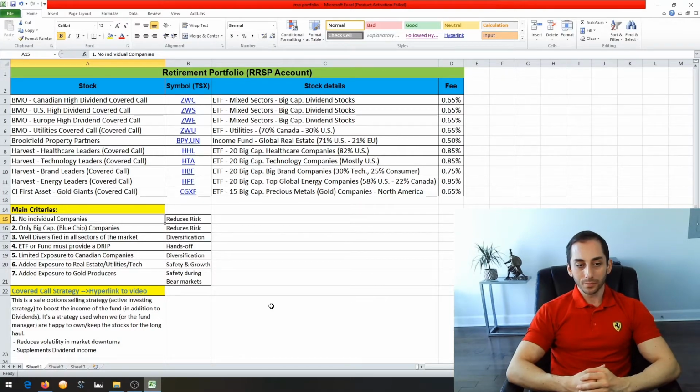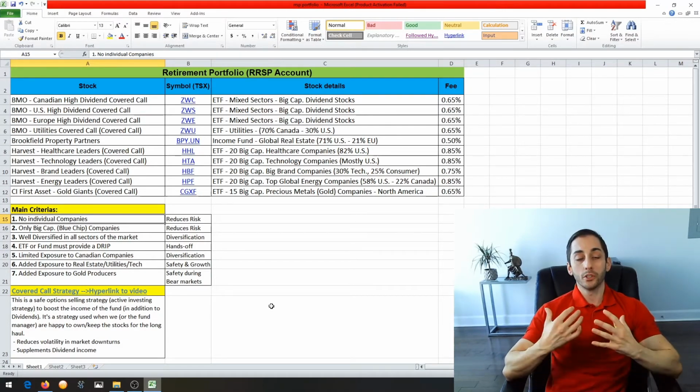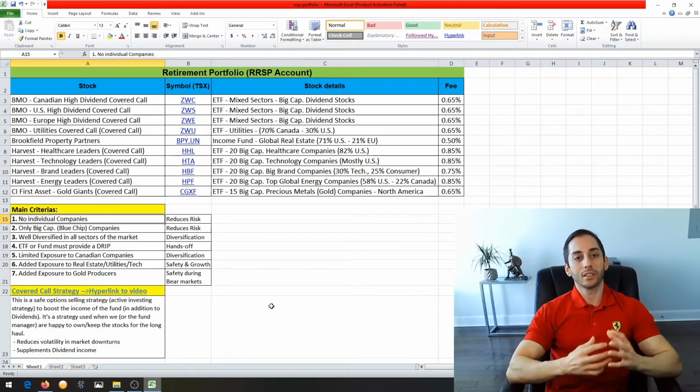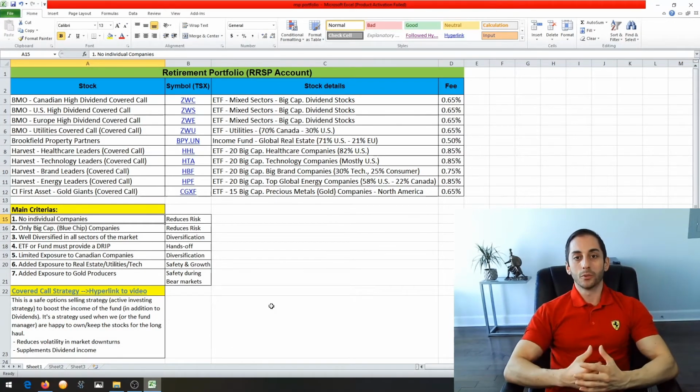You need stability. Also, I want it to be well diversified, so this is a no-brainer. This is for diversification, which also reduces your risk. You don't put all your money in one sector of the market like financials or energy. If that sector crumbles, your retirement fund will crumble as well.